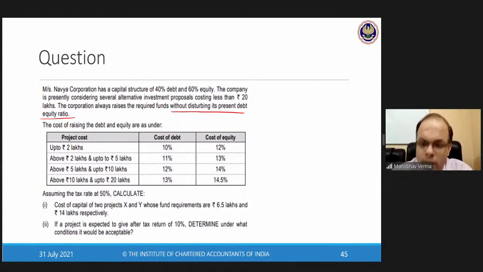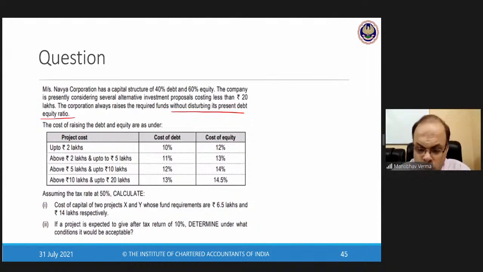Let me see who responded to me for this. This should not be taking much time though. I think one answer came from Aditya. He said for 6.5 the debt will be 2.6 lakh and 3.9 through equity, putting you in bracket 2 for both. Okay, so what is the cost then?